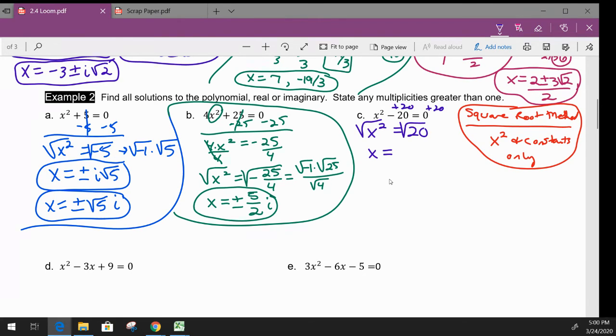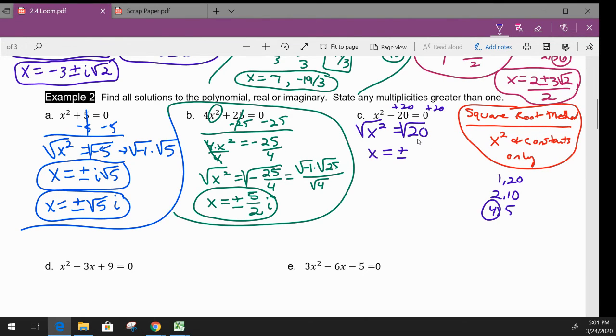Because it's an even root, don't forget you're going to have a positive and a negative solution. And then again, think of your factors of 20. 1, 20, 2, 10, 4, 5. 1 is a perfect square, but that does not help us simplify radicals. So the only other factor that's a perfect square is 4.